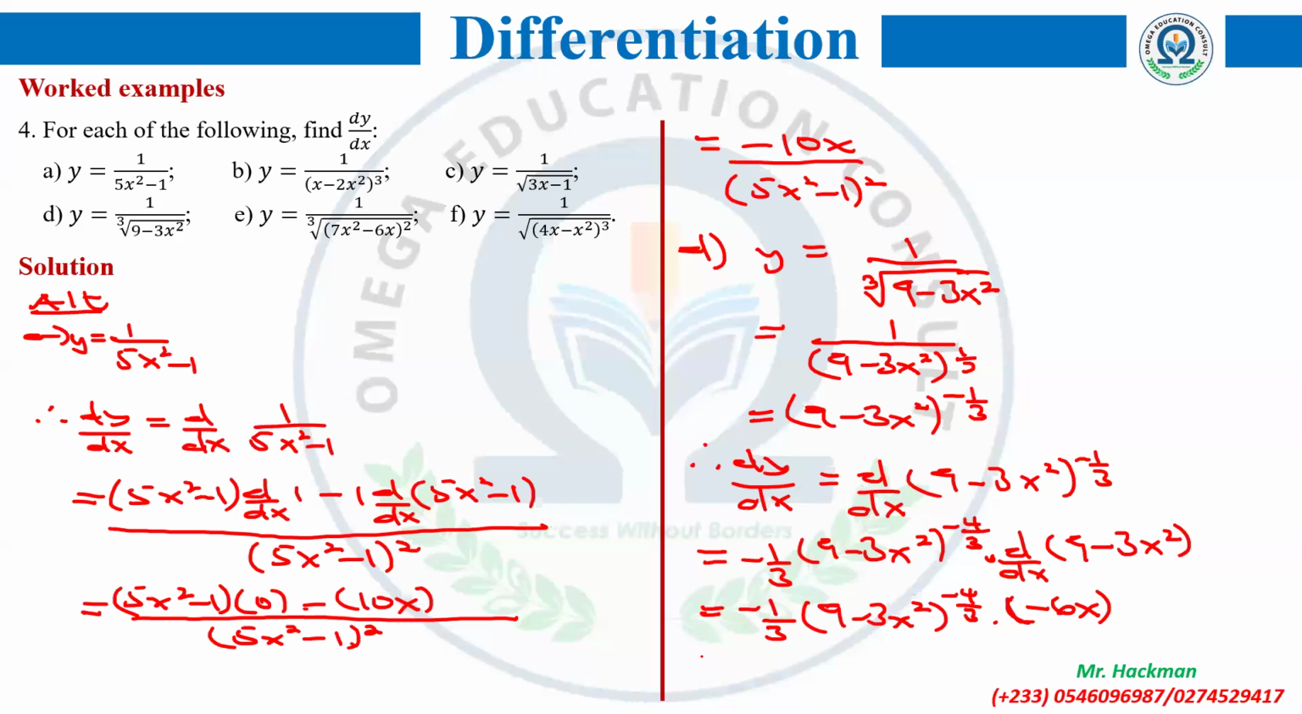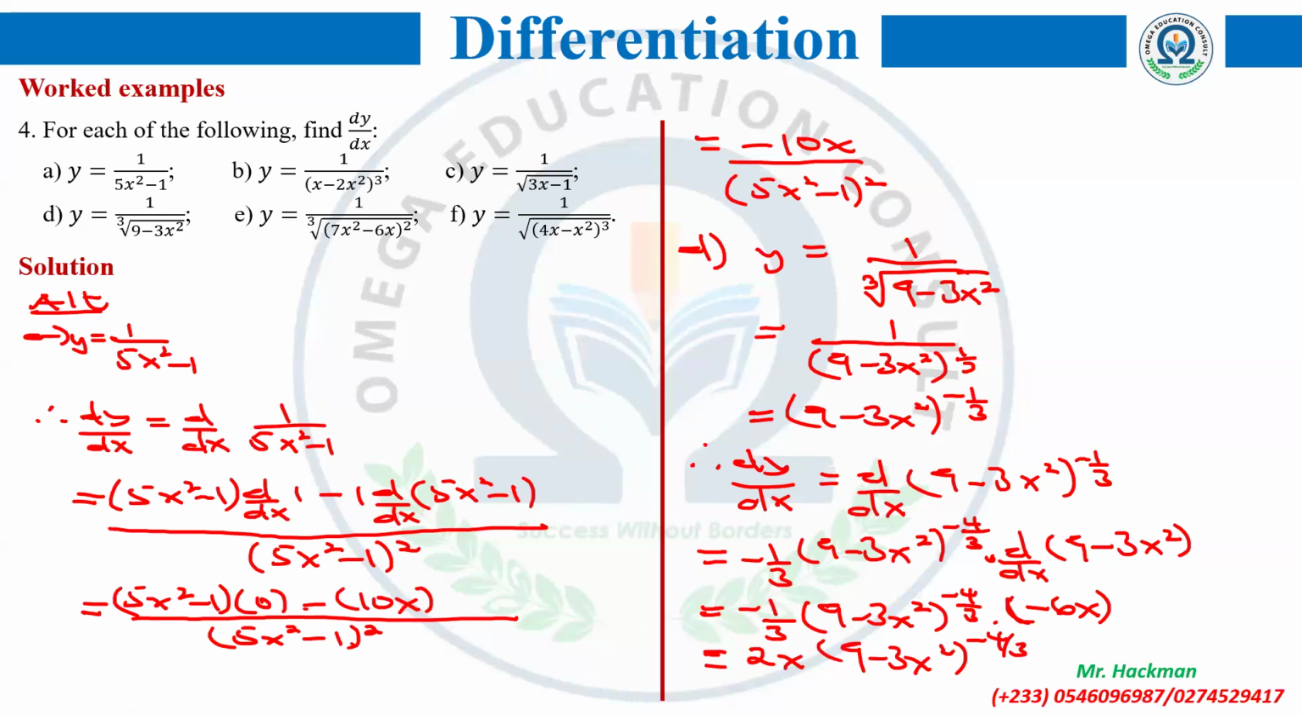So let me squeeze it here. This will be equal to, the positive result, I will write a plus. And you should know that 3 will go into this and that will give us positive 2. So you get positive 2x times 9 minus 3x squared, all to the power minus 4 on 3. All correct.